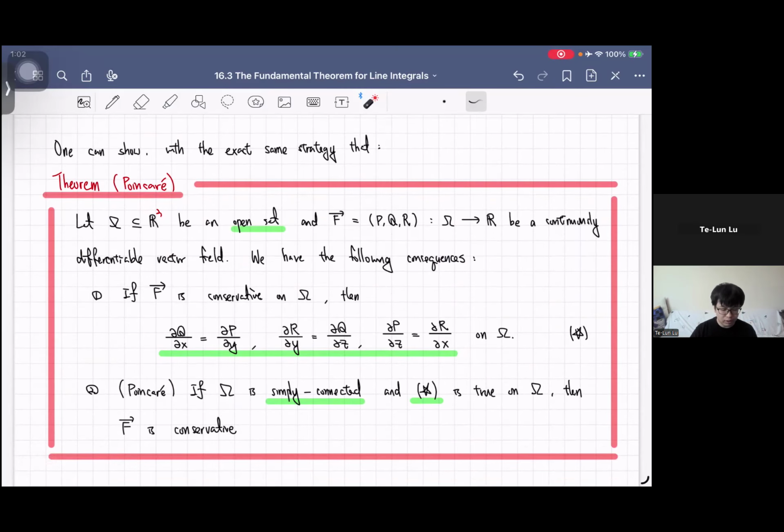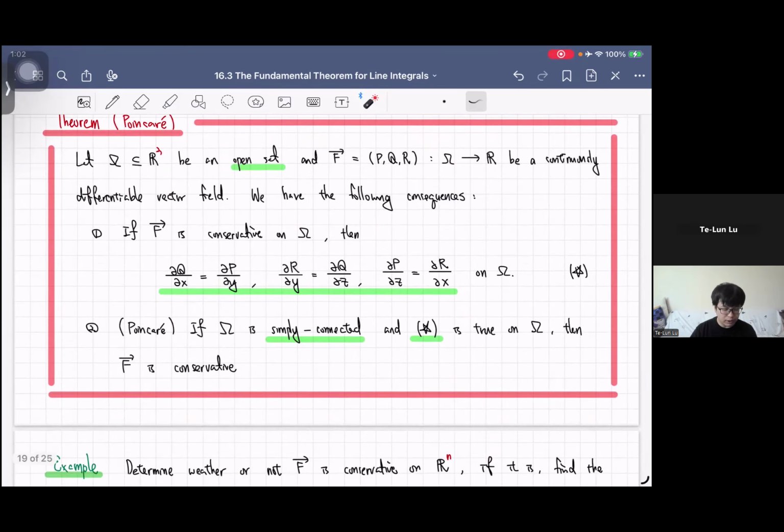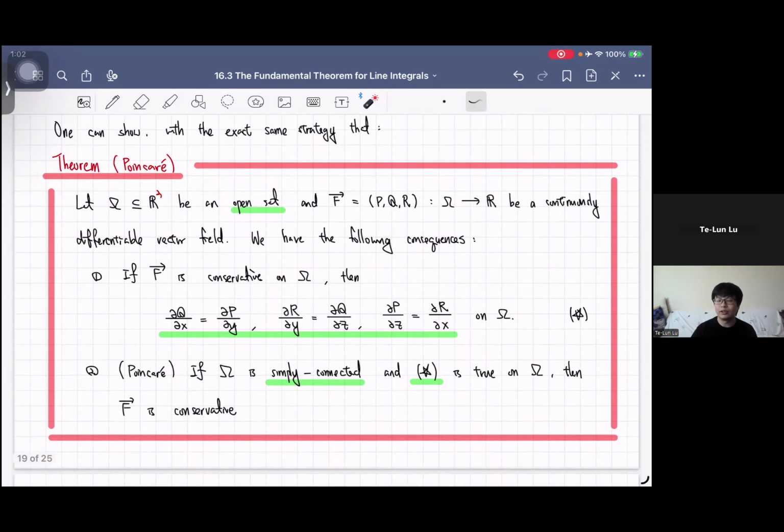Right. So I will see you guys in the next video, which will introduce Green's theorem, which sort of tells you how we can translate from 2D integral to 1D integration. See you guys.